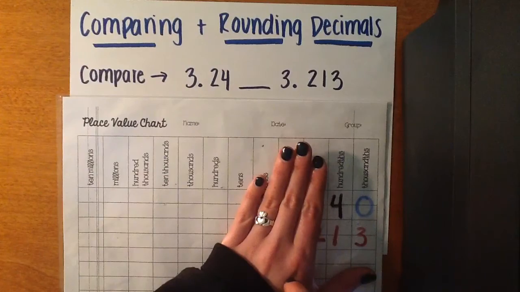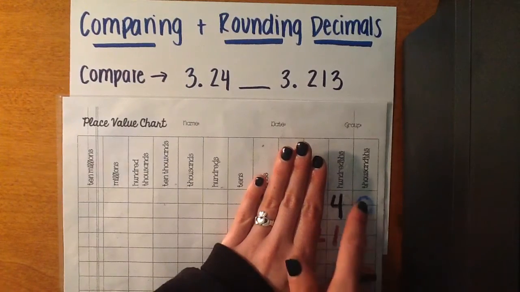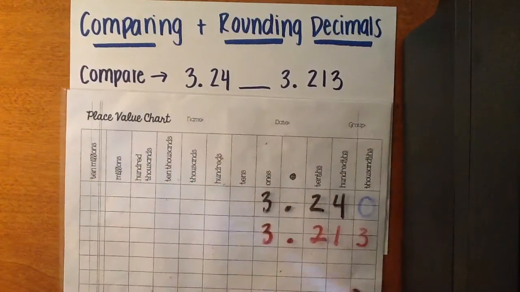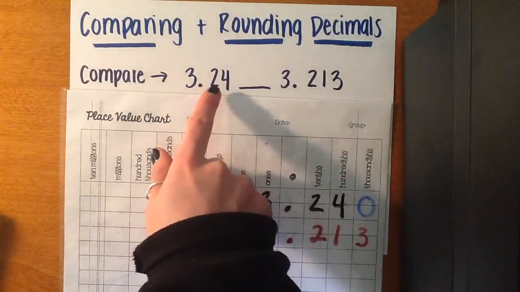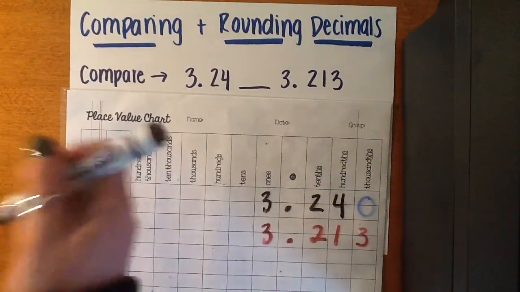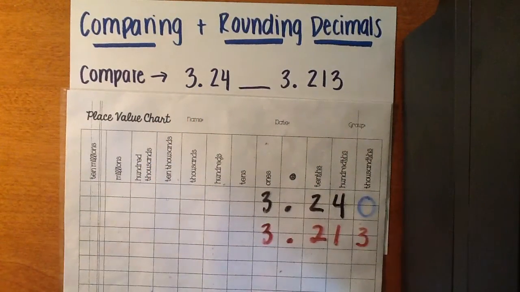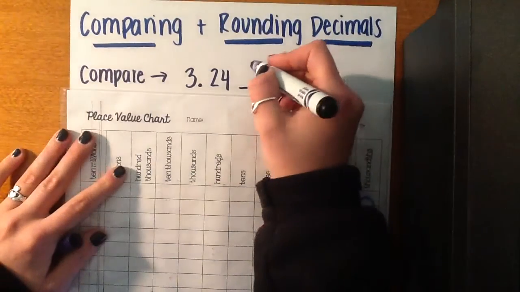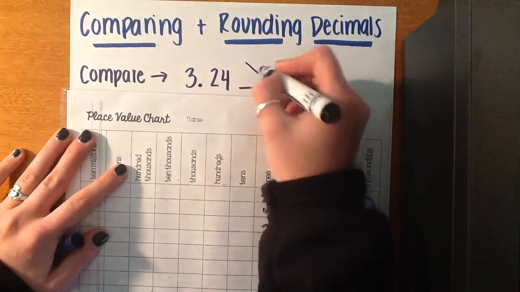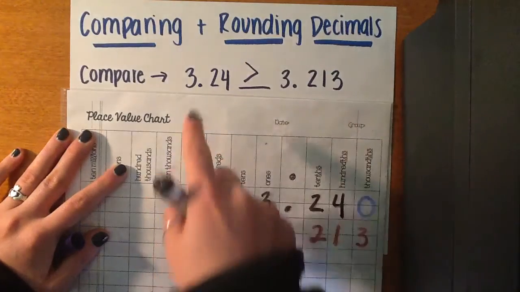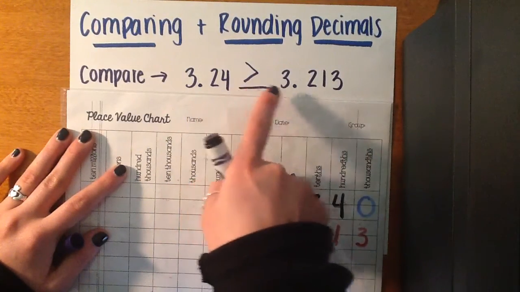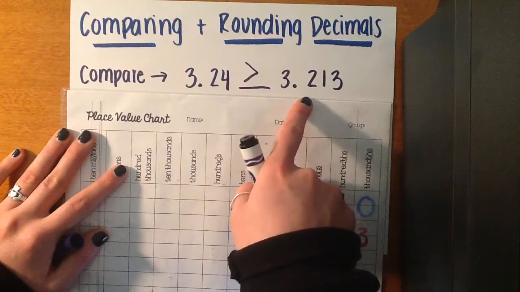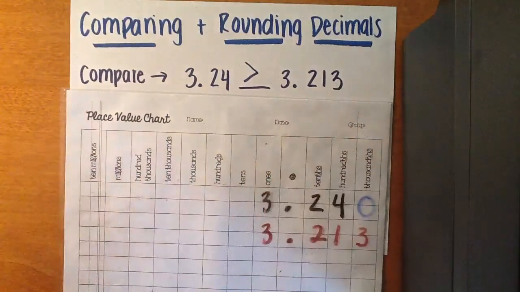Which is bigger, 40 or 13? 40. So I know that the bigger decimal is the top one, 3 and 24 hundredths. So I have to make sure that I have a sign that's facing the bigger side right here. So 3 and 24 hundredths is greater than 3 and 213 thousandths.